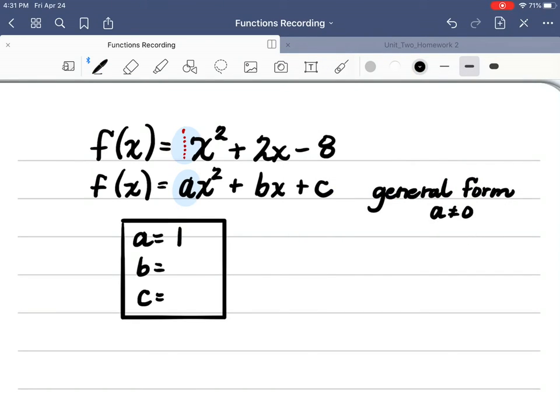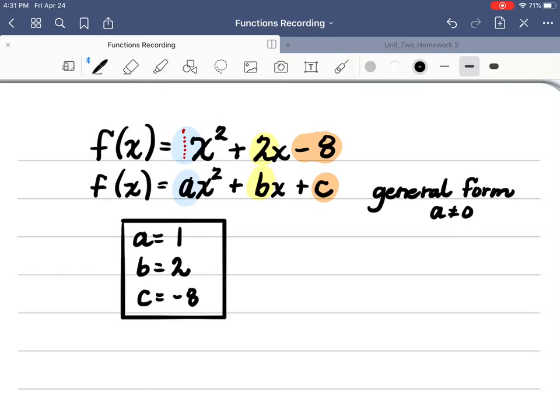Okay. b in this problem is the 2. It's sitting right in front of the x. And then c, this is the question Andrew asked yesterday. But Andrew, this is the question you asked me, if you're listening. c is negative 8.